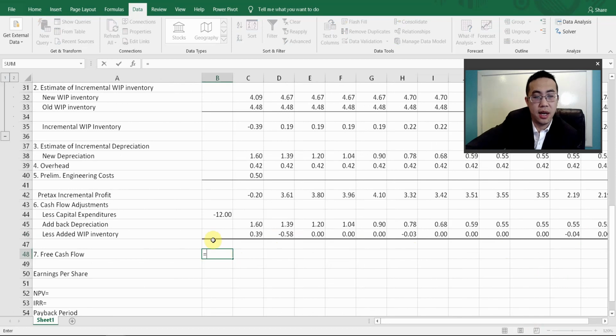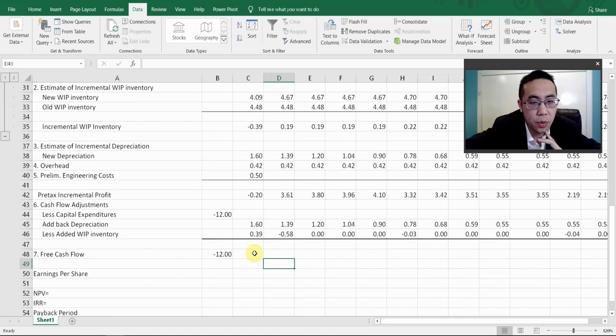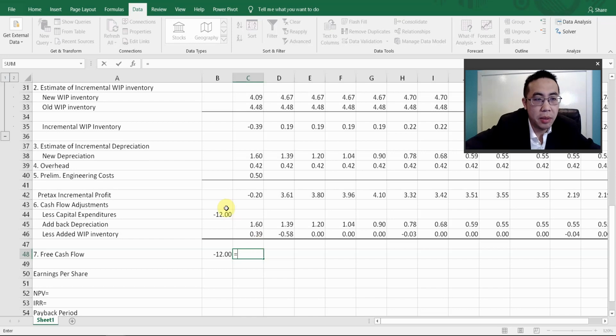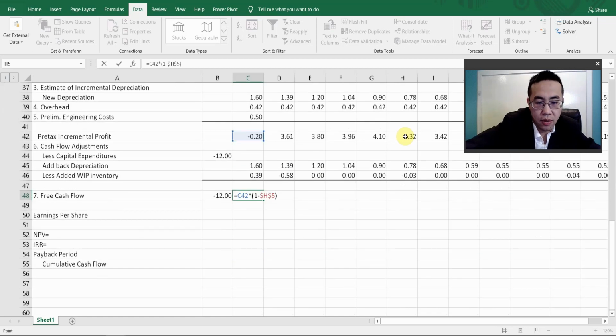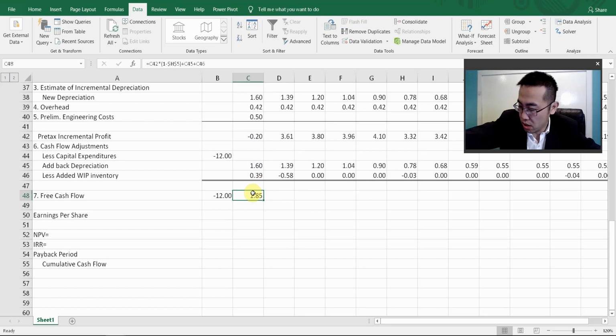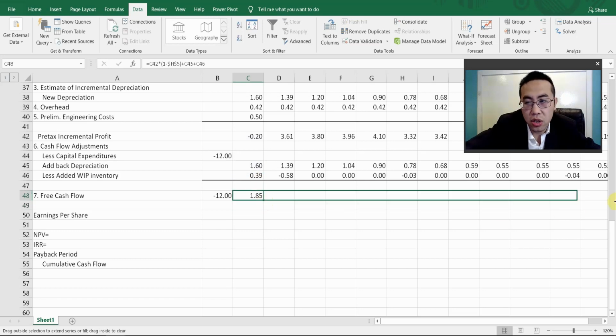Okay, now it's time to consolidate. So I'm going to add the first, which is capital expenditure. The rest would be easy. We just simply consolidate all the items, but be careful, the incremental operating profit needs to be after tax, okay? So you need to incorporate the tax rate on the top, which is at 30%. Make sure it's locked, okay? Hit enter. And also you need to add back the depreciation and incorporate the cash flow effect from a change of inventory. All right, so that's 1.85, and then you just drag it all the way.